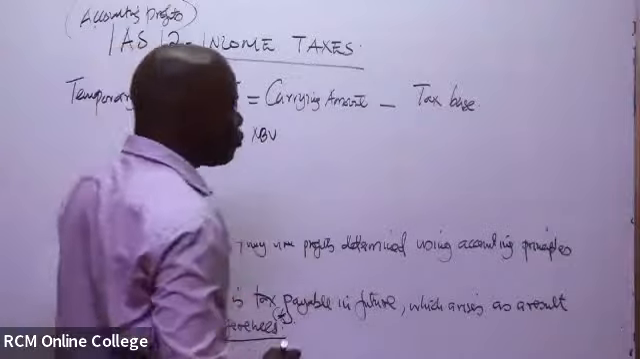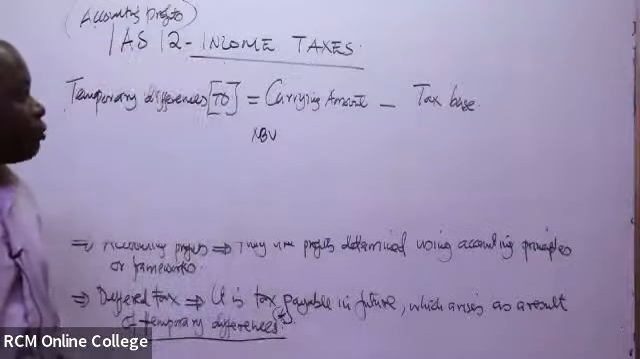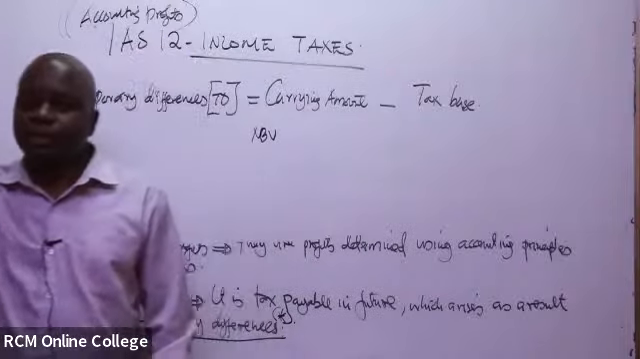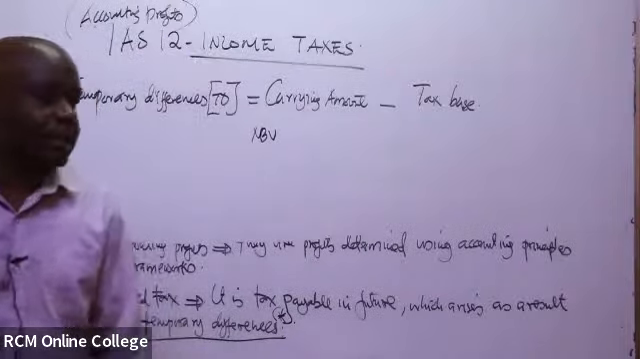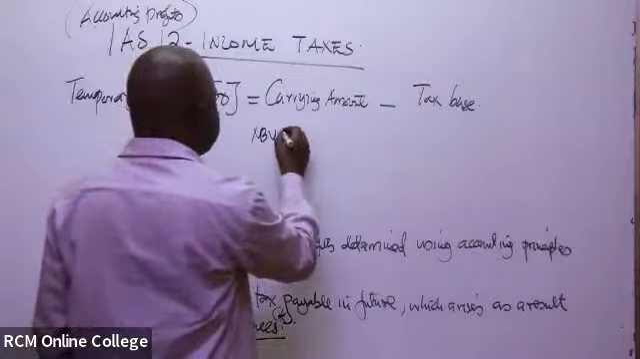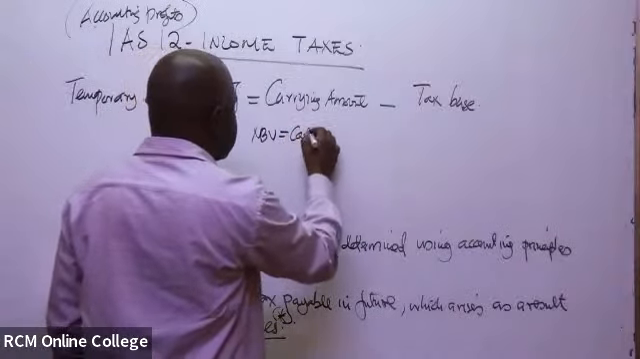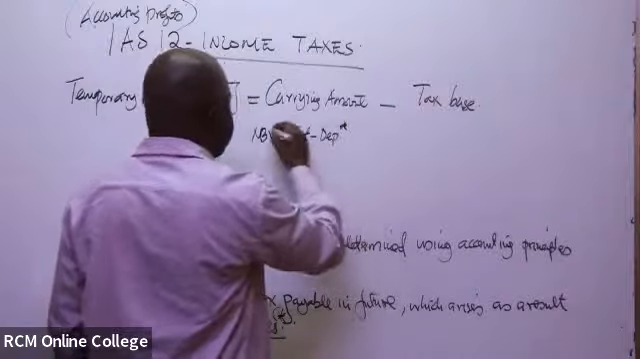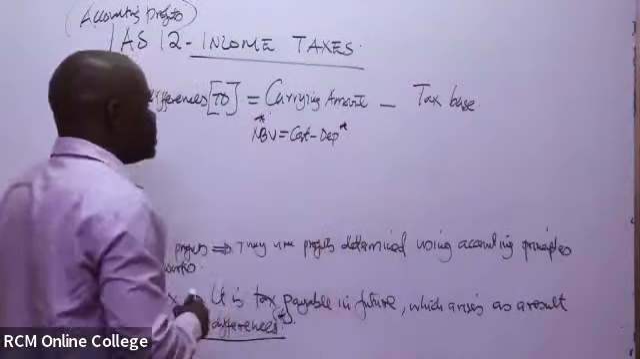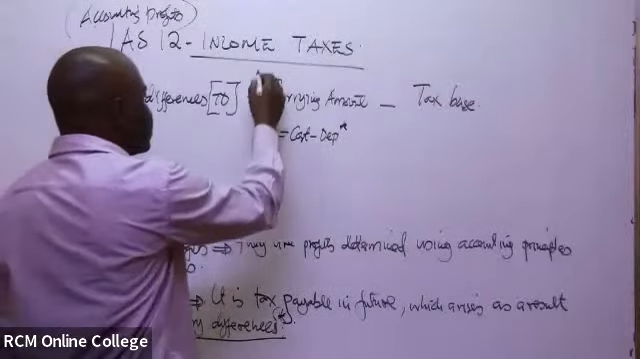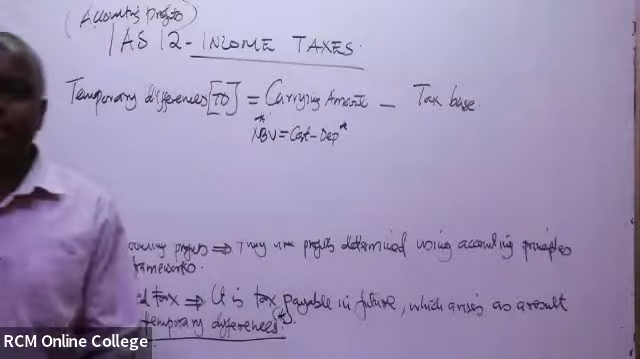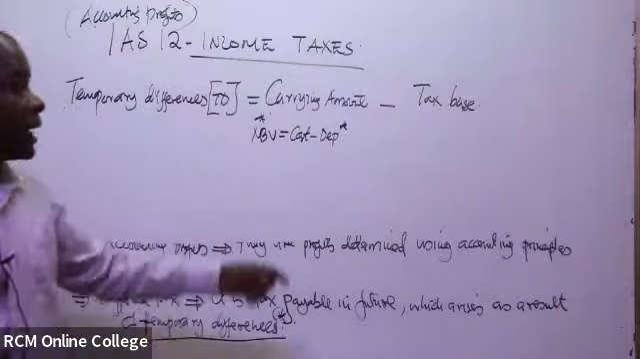And of course, you already know how to determine it. When you prepare the balance sheet, you do the cost, then you minus the depreciation, then eventually you get the NBV. So the NBV is just cost minus depreciation. So this carrying amount is determined by the accountant. That's how you normally determine the carrying amount.